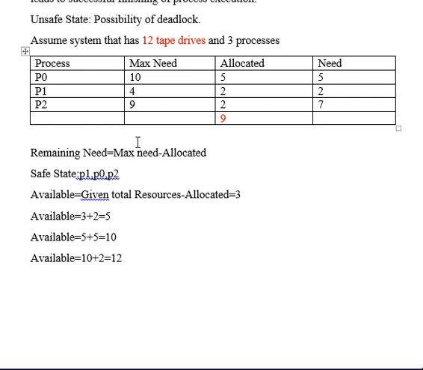In the next video we will see the Banker's algorithm. This was just the basics of the Banker's algorithm.